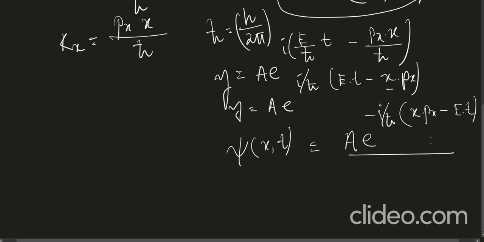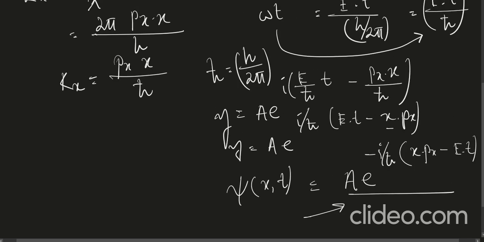Clear? So this is for a wave moving along the positive x direction, and we represent a wave moving along the negative x direction of the x-axis by this equation. Now we calculate some parameters from this equation. In the last equation we see that psi of x, t equals a e to the power minus i by h cut (x px minus Et). This is for one dimension.